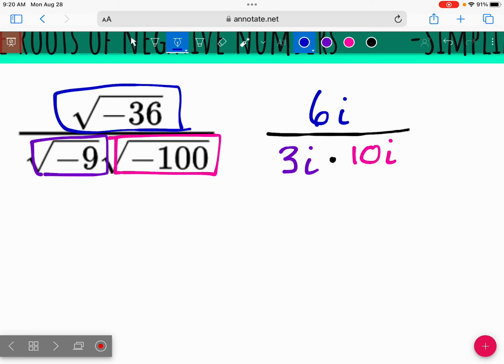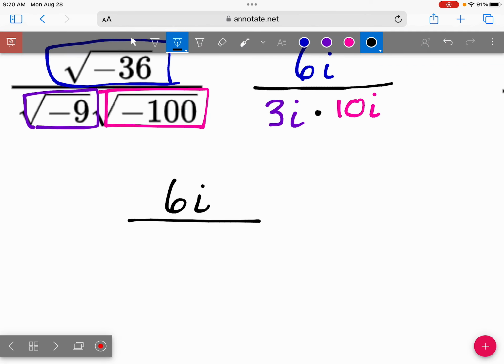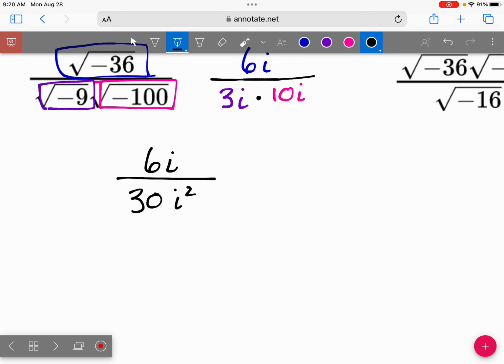So the first part looked real scary. This part's significantly less scary. When we see square roots of negative numbers, switch it into i's. So we wind up with 6i over, what is 3i times 10i? 30i squared. Uh-oh, i squared. Negative 1, so we wind up with an answer of 6i over negative 30. And simplify this.